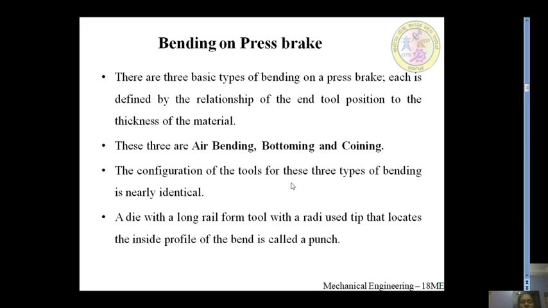Bending on a press brake. There are three basic types of bending on a press brake. Each is defined by the relationship of the end tool position to the thickness of the material. These three are air bending, bottoming and coining. The configuration of the tools for these three types of bending is almost identical in nature. A die with a long rail form tool with a radiused tip that locates the inside profile of the bend is called a punch over here.